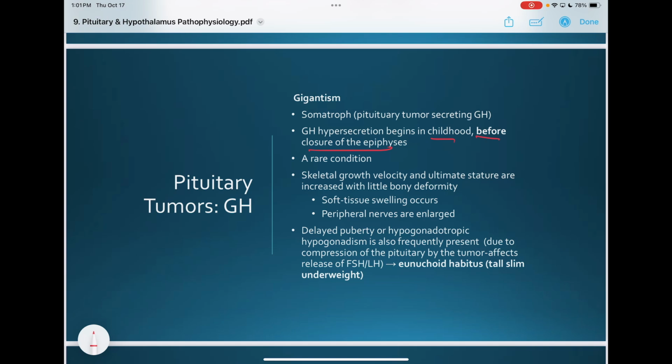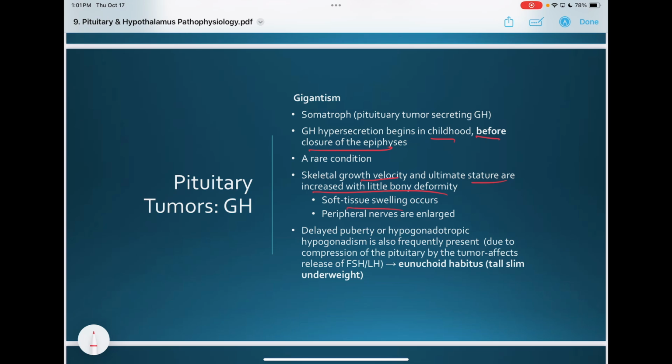So when you see kids in high school who are like 7 feet tall, they probably have gigantism. That's not normal to grow that fast, that early in life. I'm not saying for sure 100%, but they probably have some sort of growth hormone issue. It is relatively rare. Skeletal growth velocity and stature are increased with little bony deformity because the growth plates haven't fused yet. Those bones can elongate like a normal body type. It's the other one that causes all the issues, the acromegaly, which we'll get to in a second.